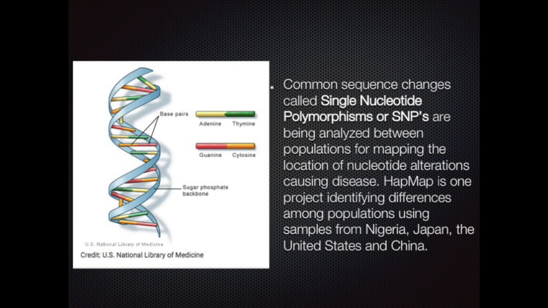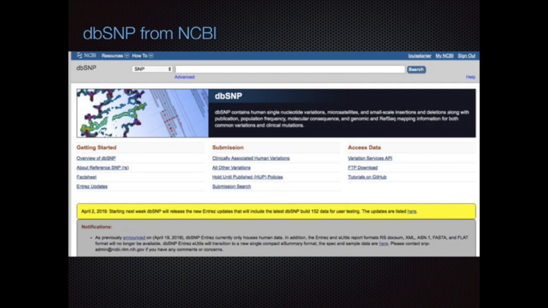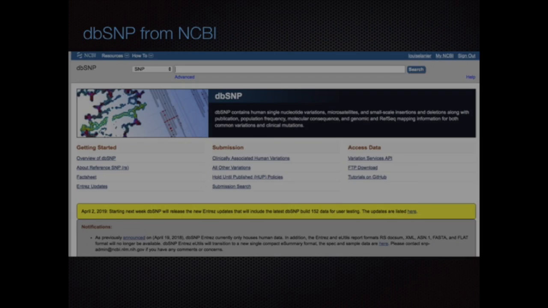These types of projects create data found in repositories all over the world. This is a database SNP from NCBI. NCBI hosts probably close to 100 different databases about the genome and genes.